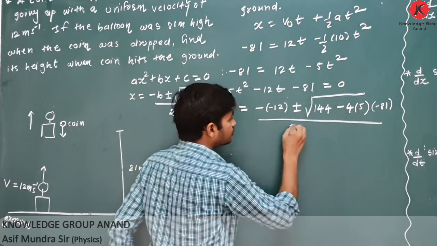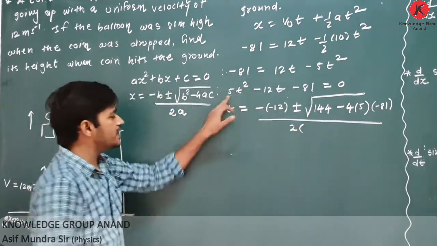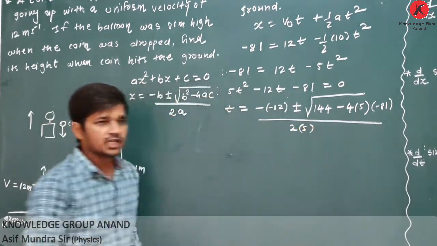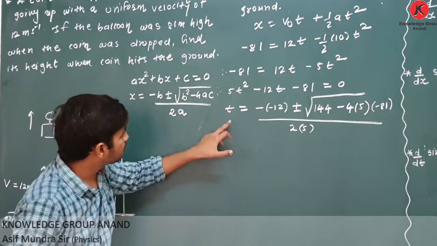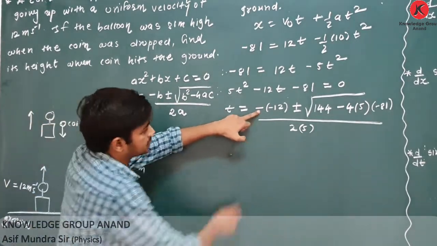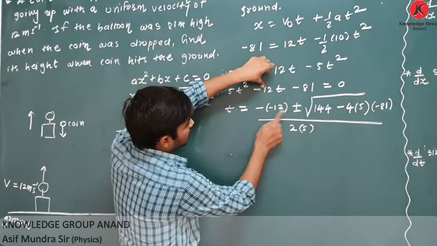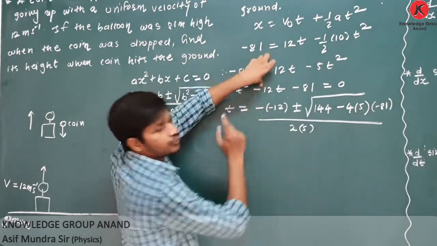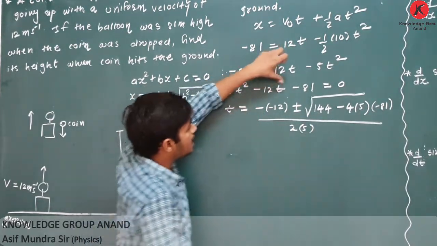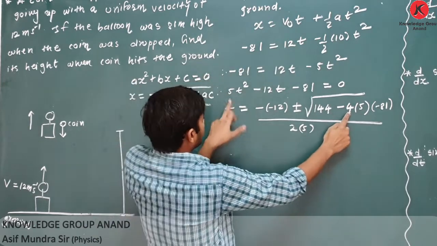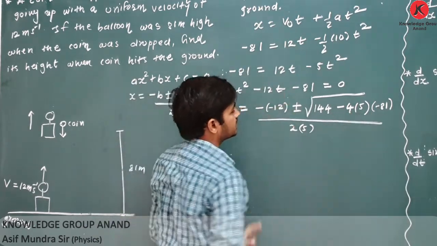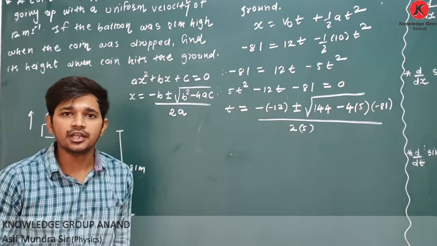Divided by 2, and what is the value of a here? It is 5. Again, see how to put the values. t is equal to minus b, b is minus 12. Plus or minus under root b square, 12 square means 144. Minus 4ac, it is 4, a is 5 and c is minus 81, divided by 2a. Clear about this?